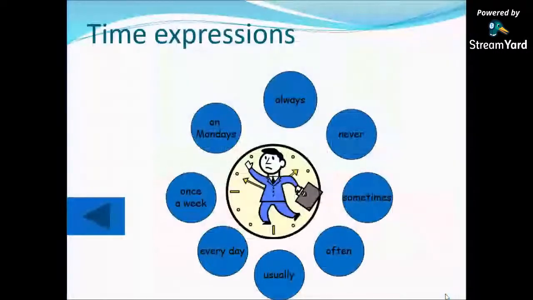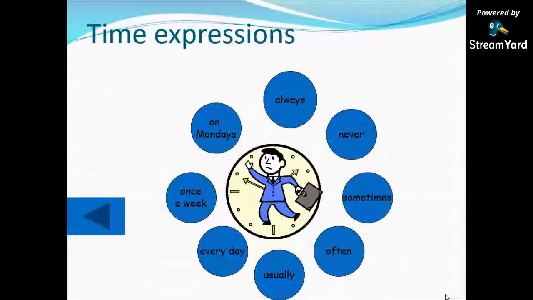The first thing that I would like to mention are the time expressions. Maybe you remember that time expressions help us set the period of time in which something is done in a sentence. That's why we have many different types of time expressions that are used according to the grammar tense we are talking about. In this case, to talk about simple present tense, we have examples like on Mondays, always, never, sometimes, often, usually, every day, and once a week.